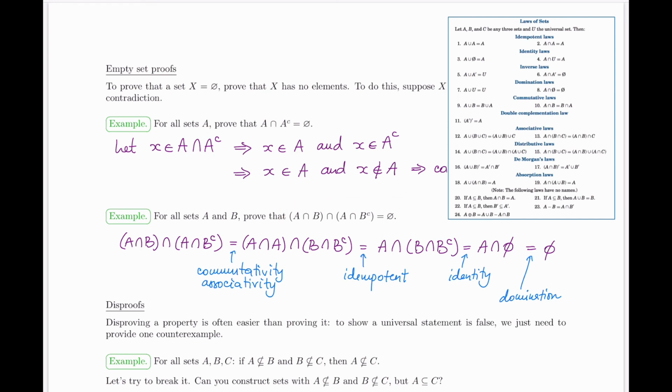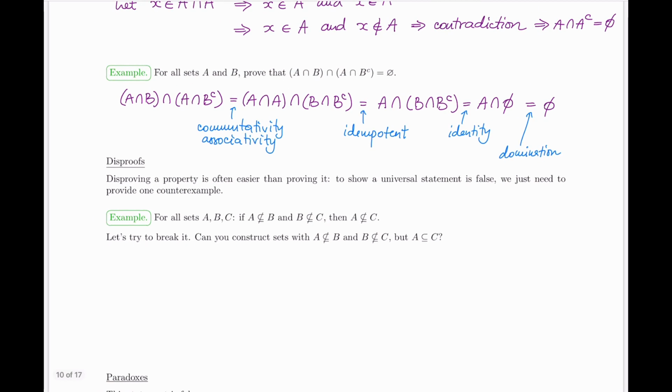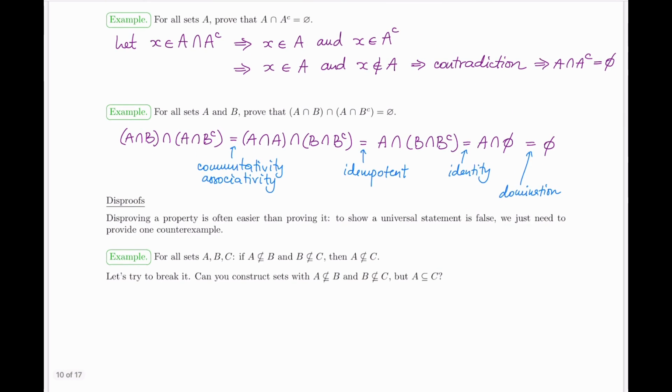Okay, so once again, if you are using set identities or anything from a table, you do have to justify every step with the law that you're applying, because that is the only thing that allows you to keep the equality going. As we have already seen, disproving a property is often easier than proving it. If you have to show something is true, and therefore it actually holds for every element in the set, for example, then you have to go through element proofs or set identities. But if you have to show that something is false, all you need to do is find one case when that does not actually work.